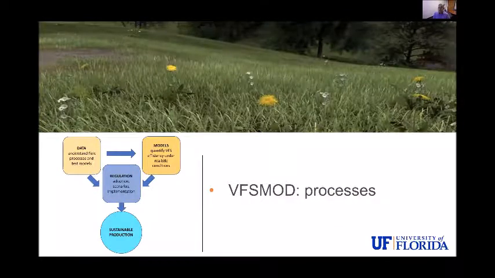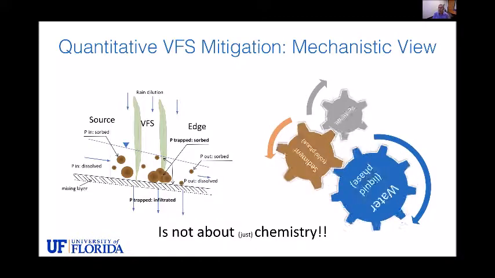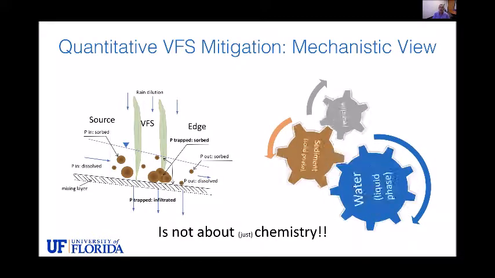So in this sense, VFSMOD was built on these mechanistic components, where again, we get the flow, the sediment, the deposition of the sediment, and the infiltration in the buffer. We also get rainfall and lateral flow with chemical and sediment coming from the field before it enters on the edge into the water body. So by calculating all these processes and the dynamics between them, we can get realistic assessments of the reductions of the buffer under specific conditions.